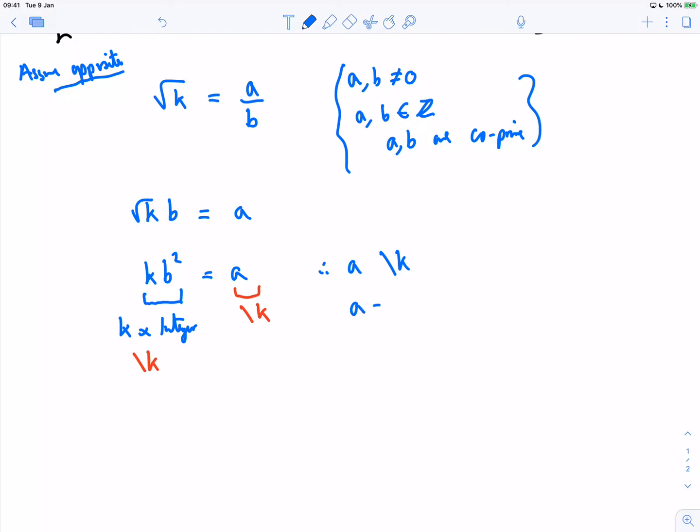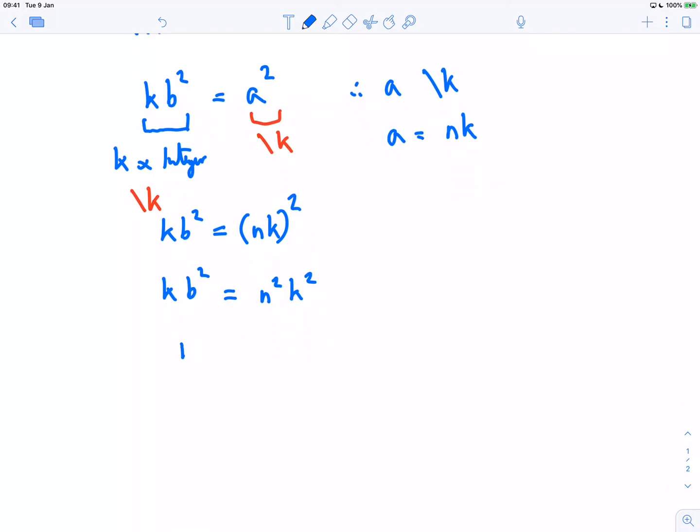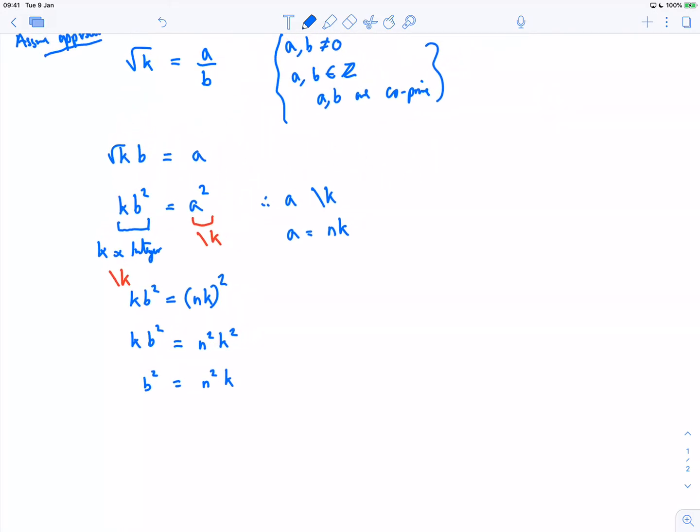So that means we can write a as some n times k. It's a multiple of k. All right, and then I'll substitute, oh sorry, this is squared. And now I'll just sub it back in. So a squared is nk all squared, and this equals k b squared. If I square the left hand side, I get n squared k squared. This equals k b squared. If I divide by k both sides, I get b squared equals n squared times k.